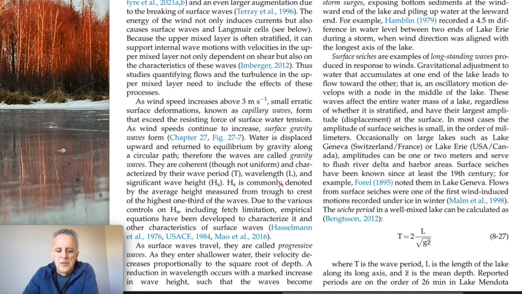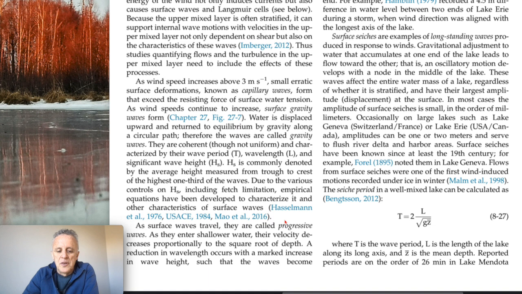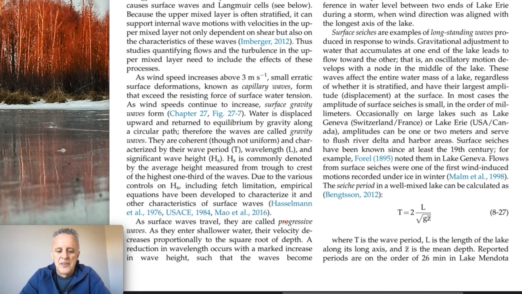They are coherent, though not uniform, and characterized by their wave period T, wavelength L, and significant wave height HS. HS is commonly denoted by the average height measured from trough to crest of the highest one-third of the waves. Due to the various controls on HS, including fetch limitation, empirical equations have been developed to characterize it and other characteristics of surface waves. As surface waves travel, they are called progressive waves.